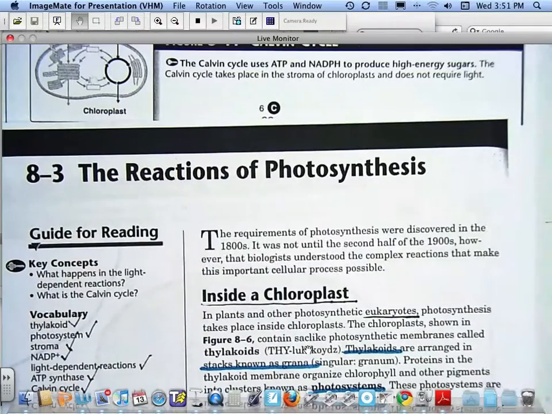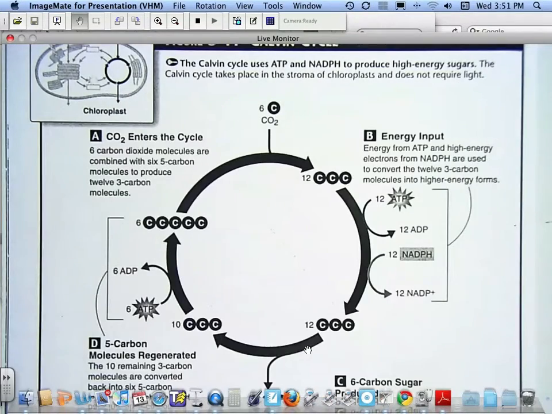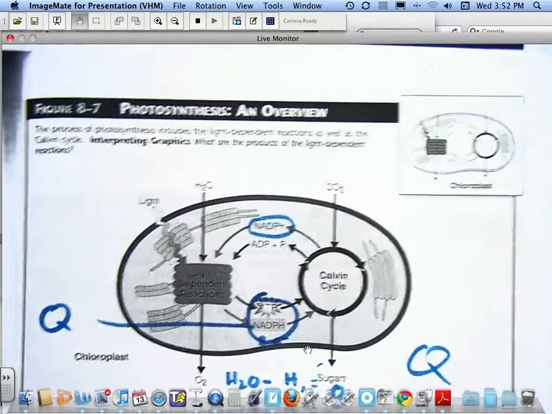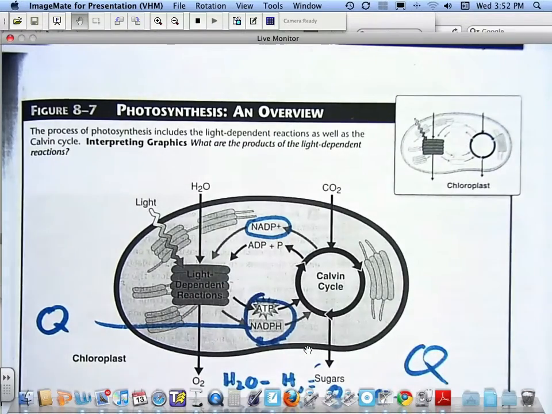All right, class, let's keep soldiering on. We're still on section 8.3. This is video 6, and we are getting into the Calvin cycle. Wait, let's take a quick review. We just learned about the light-dependent reactions.